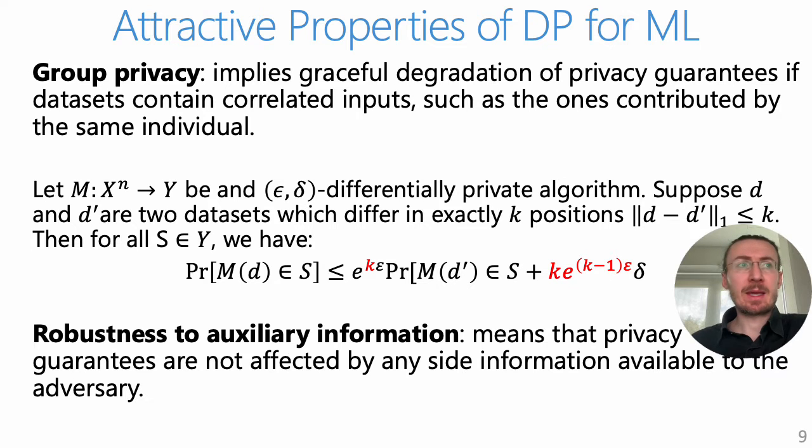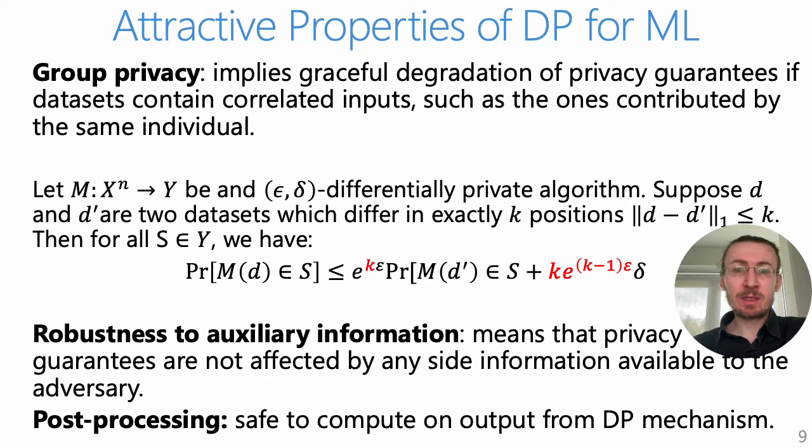So this is how we can gracefully degrade the guarantees of our algorithm. And then another aspect is robustness. So this property guarantees that even if the adversary has some auxiliary information about the model or potentially even the data set, then this privacy guarantee that we compute with DP still holds and is not affected by side information available to the adversary. And one of the important other properties is post-processing, which means that it is always safe to perform arbitrary computations on the outputs of a differentially private mechanism.